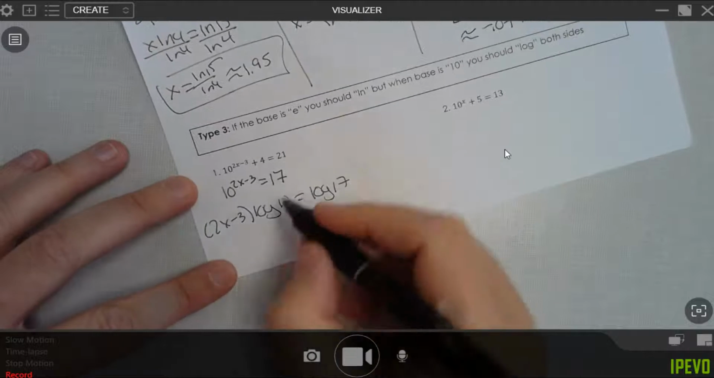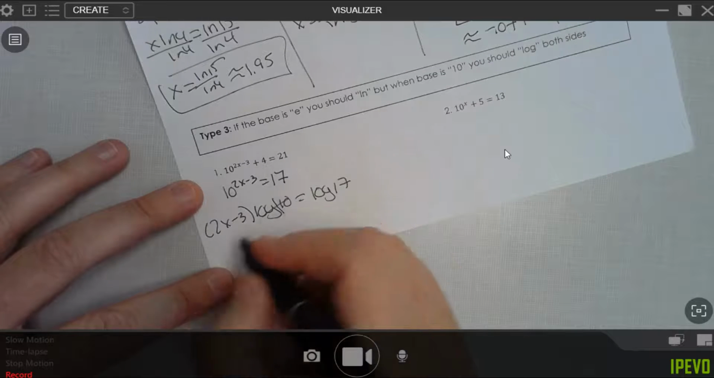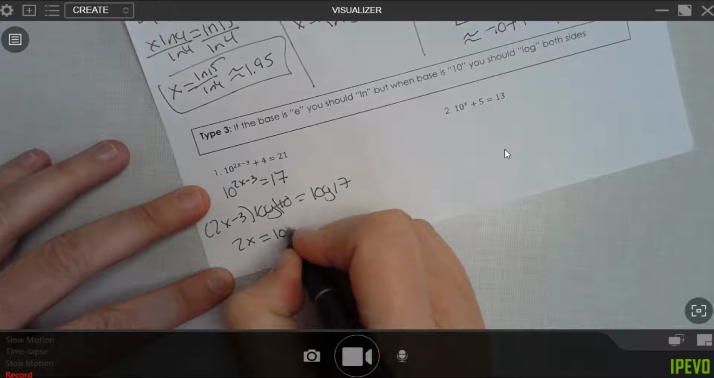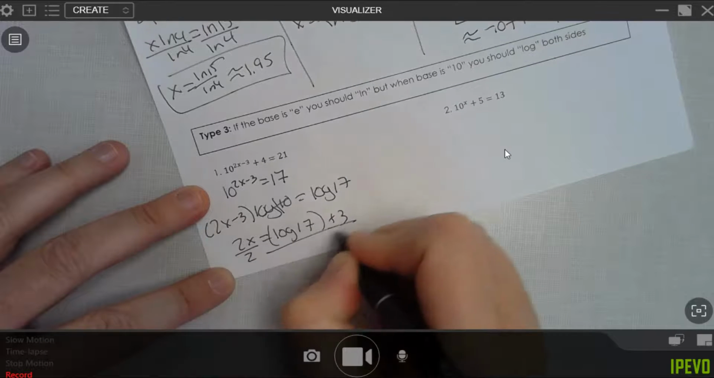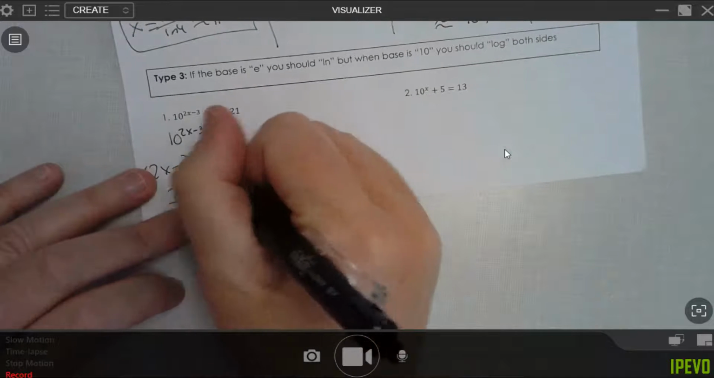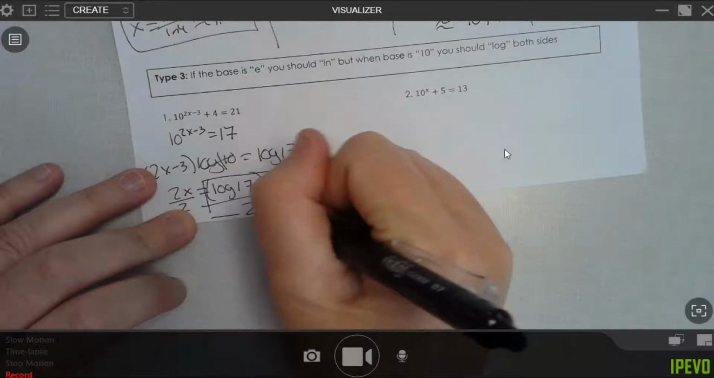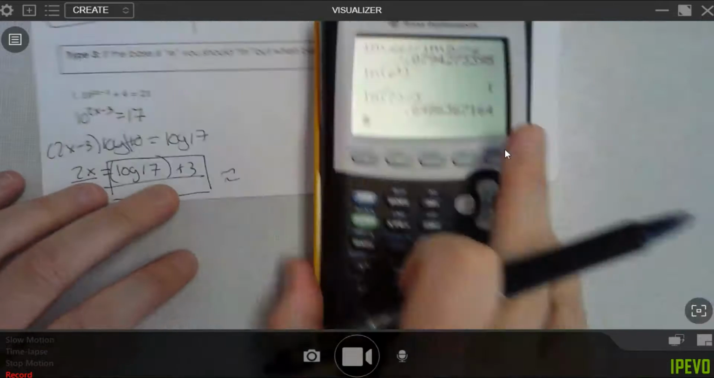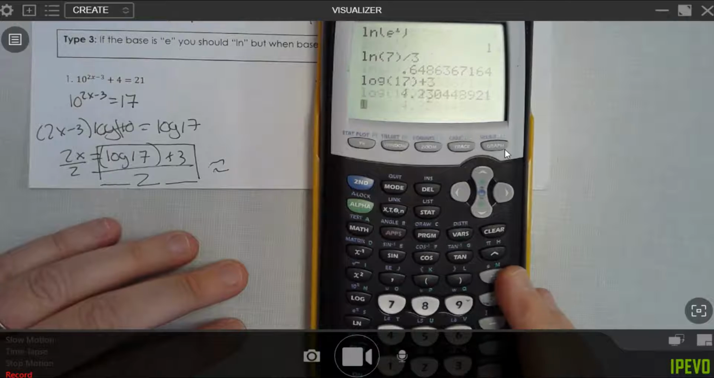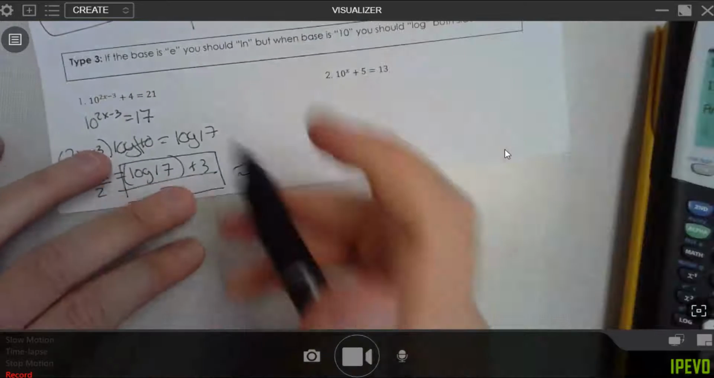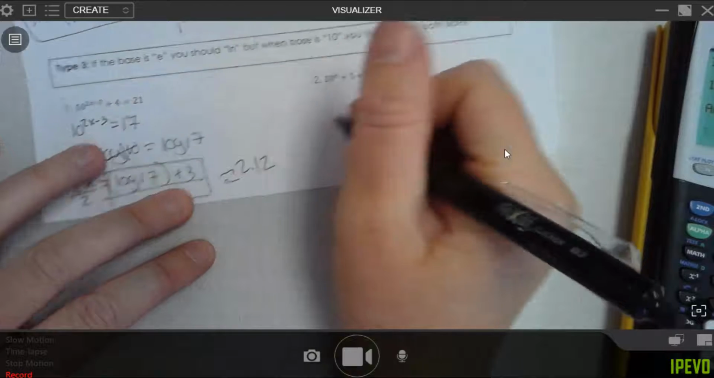Log of 10 is 1, so it goes away. Then I'm going to add my 3, and then divide by 2. So this is your answer here, log 17 plus 3 divided by 2. If I do log 17 plus my 3 divided by 2, it's about 2.12.